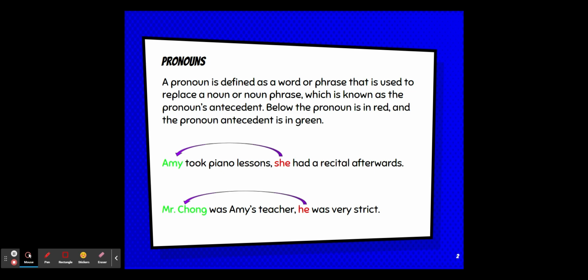Make sure when you're writing, you're noticing how your antecedents and pronouns relate so that you don't have any vague pronouns. In our second example, Mr. Chong was Amy's teacher. He was very strict. He is the pronoun. Mr. Chong is the antecedent.